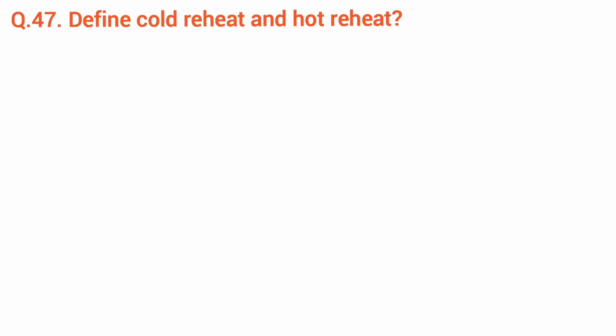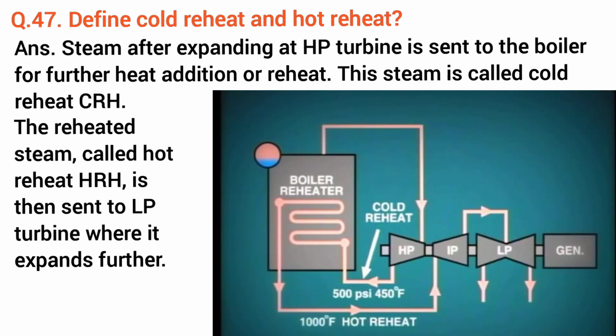Define cold reheat and hot reheat. Steam after expanding in the HP turbine is sent to the boiler for further heat addition, or reheat. This steam is called cold reheat, CRH. The reheated steam, called hot reheat, HRH, is then sent to the LP turbine where it expands further.